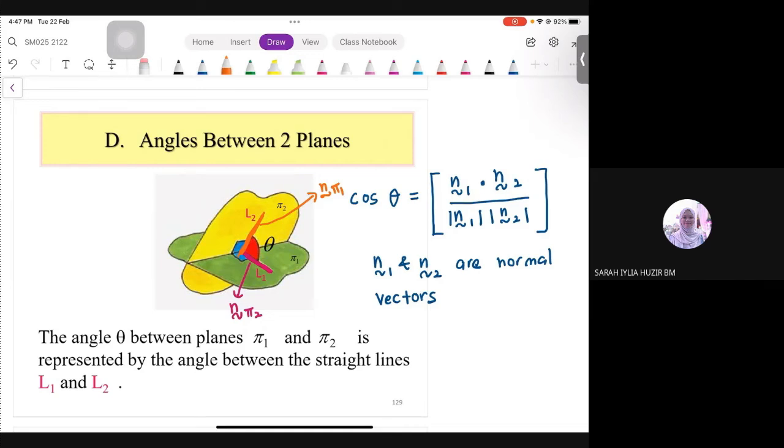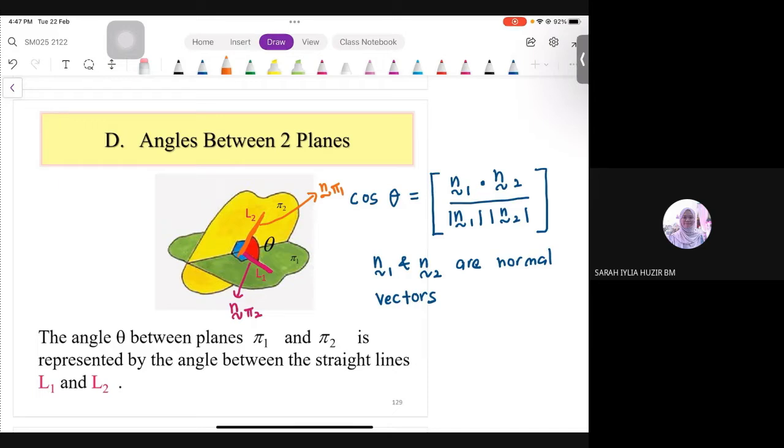In this video, we will discuss three main things. The first one would be the angle between two planes. Let's say we have to find the angle between two planes in space, named plane pi 1 and pi 2. Based on a diagram here, whenever we want to find the angle, we have to refer to our normal vector. Our formula is fixed.